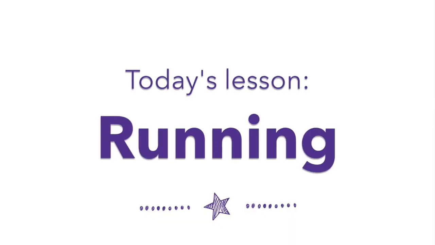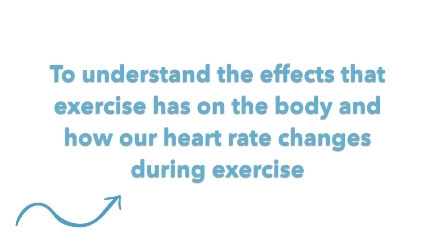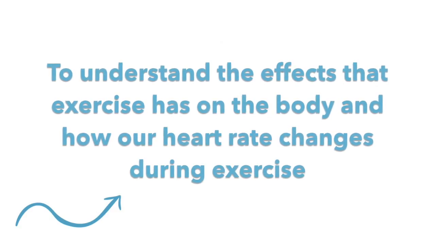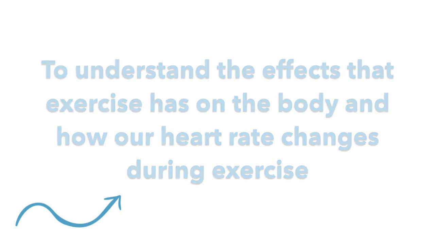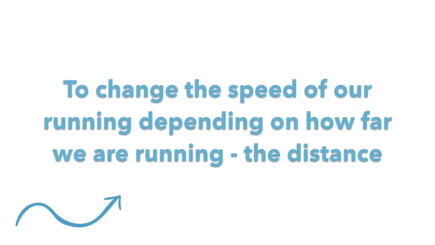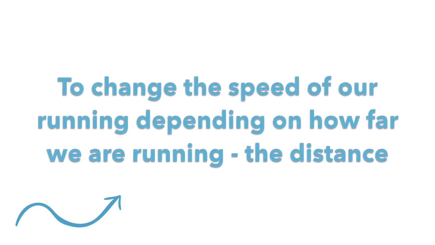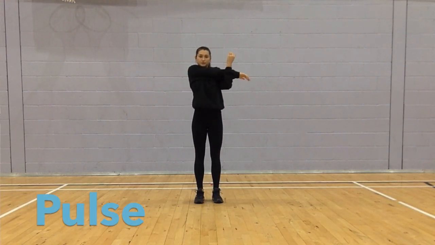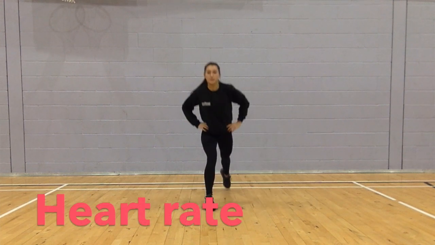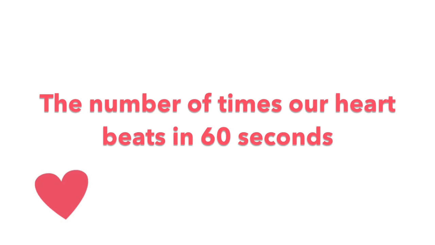Today's lesson is all about running. Before we begin, let's take a look at our learning aims for the lesson. We will try to understand the effects that exercise has on the body and how our heart rate changes during exercise. We will also aim to change the speed of our running depending on the distance we are running. Today, we're going to do our warm-up activity whilst taking our pulse to discover all about our heart rate. The rate is the number of times that our heart beats in 60 seconds.